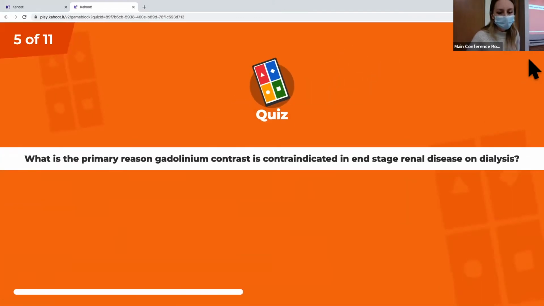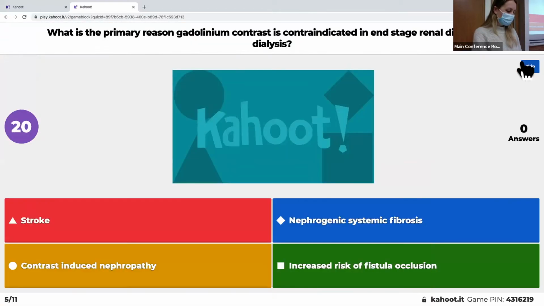What is the primary reason gadolinium contrast is contraindicated in ESRD on dialysis?